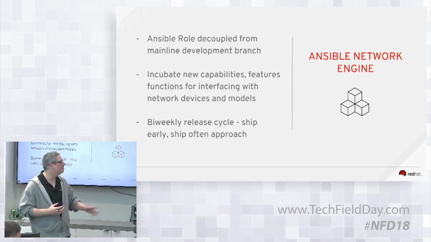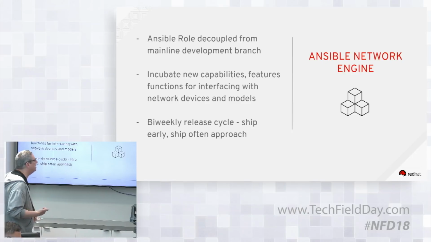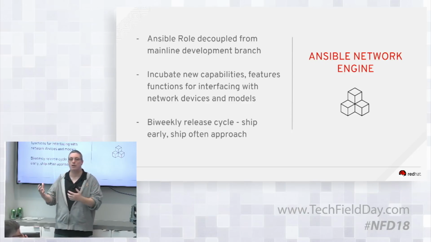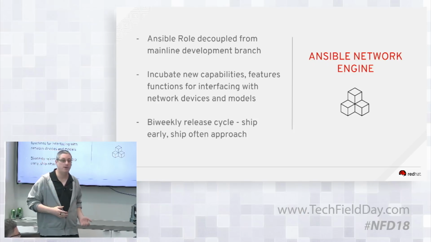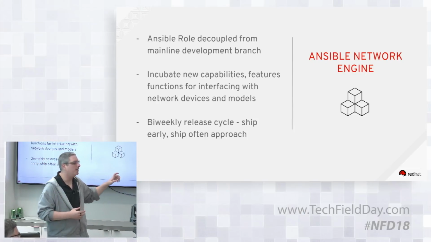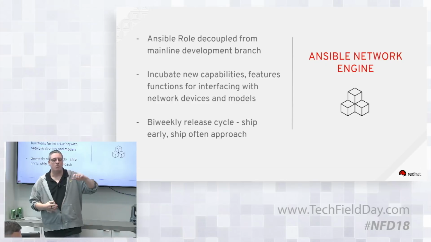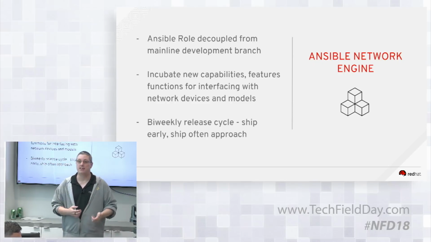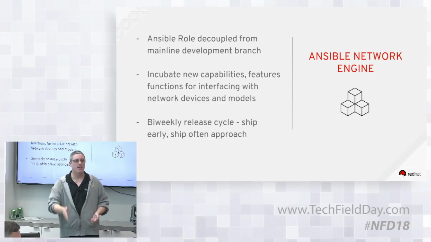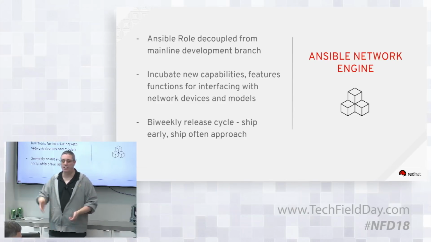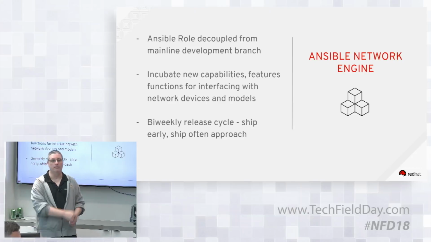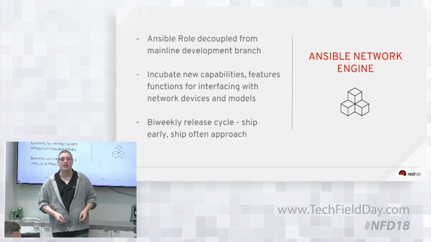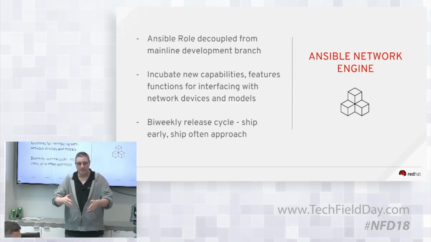So what we wanted to do is build an environment where we can incubate new capabilities and start to add new feature functionality to Ansible for addressing networking use cases and on a much faster pace. So Ansible Network Engine is now going to go to a 2-week, and in fact it's there today, we do a 2-week recurring release cycle, every 2 weeks. We take a very agile approach. Release early, release often. Get it out the door. Now, that might mean that a release only has one minor feature in it. But that's OK. Get it out the door.